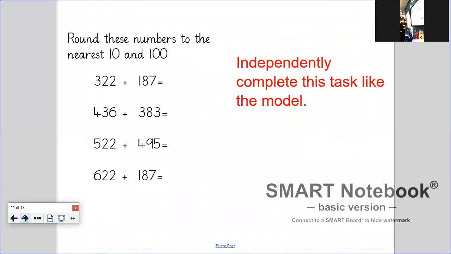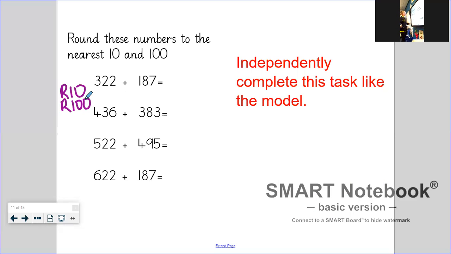So this is your independent task now. You have got to round these numbers to the nearest 10, and then round to the nearest 100. They're on the board. I want you to pause the video though, because if you pause it, you'll be able to see it for as long as possible. So pause the video, solve them, and then come back for the answers. And let's see how you've got on.